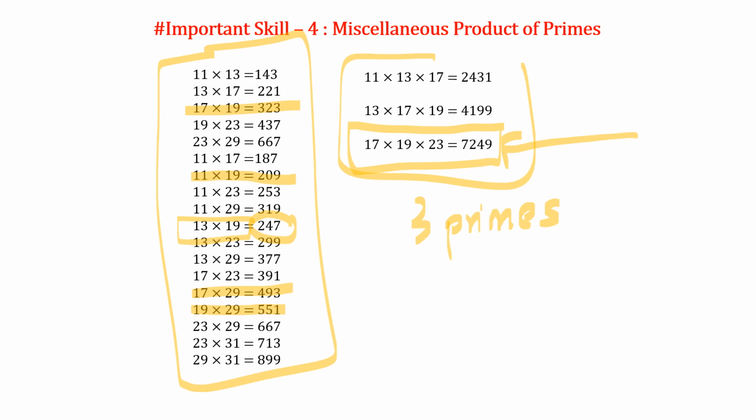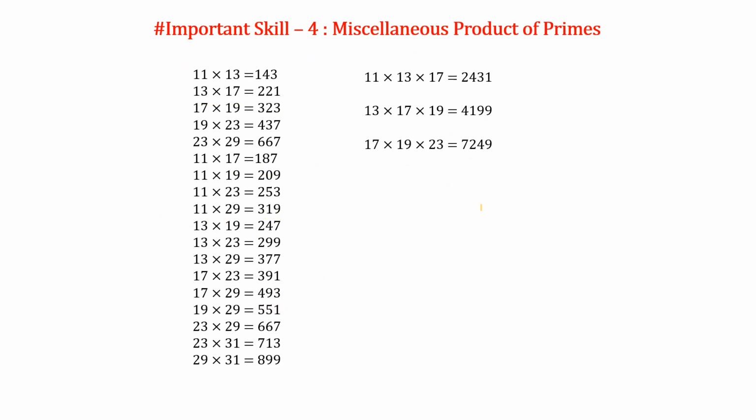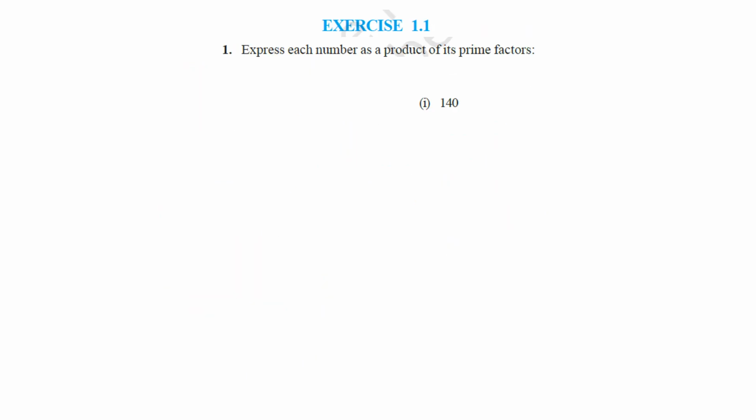So we have 4 important skills, starting with the divisibility rules, then the multiplication table, then the square table, cube table, and then finally this miscellaneous product of primes. Okay. So finally, let's start with our exercise questions. Okay, so we have spent 15 minutes on the basic skills. Now we are starting the chapter. Okay, so first question, express each number as a product of primes. So 140, so let's go back to prime factorization. So 140, it is divisible by 2.